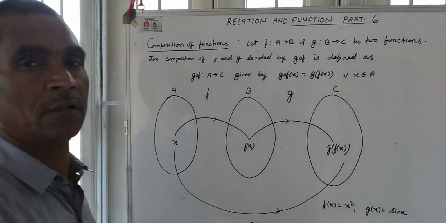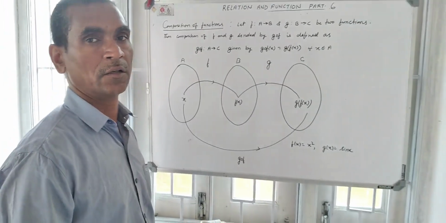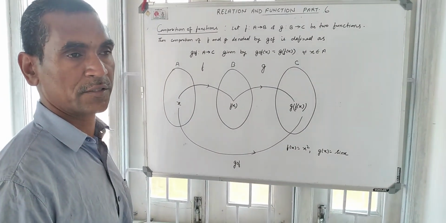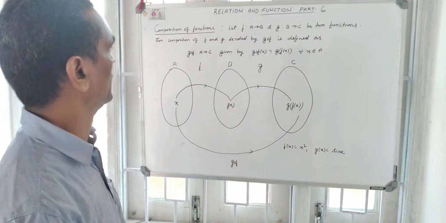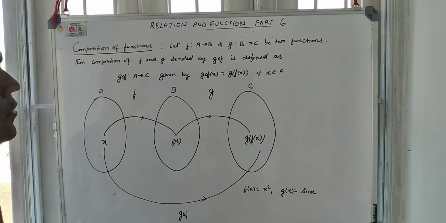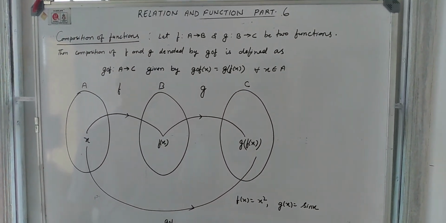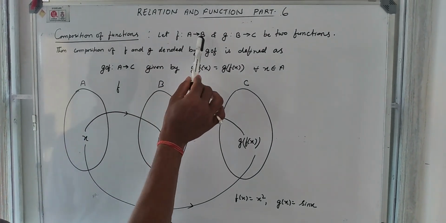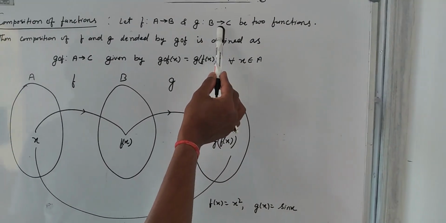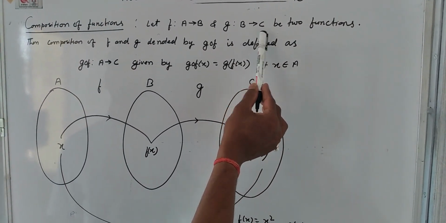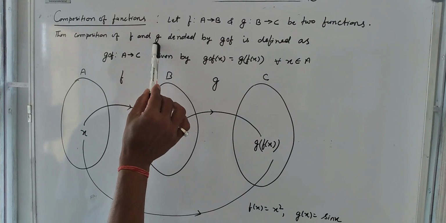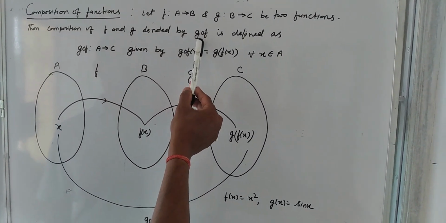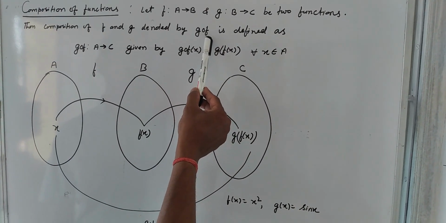Hello students, in this session we are going to learn composition of functions and inverse of a function. To first see composition of functions, so how we can combine two functions. Let f be a function from set A to B and g be another function from B to C. Then the composition of f and g is also a function that is denoted by g circle f.